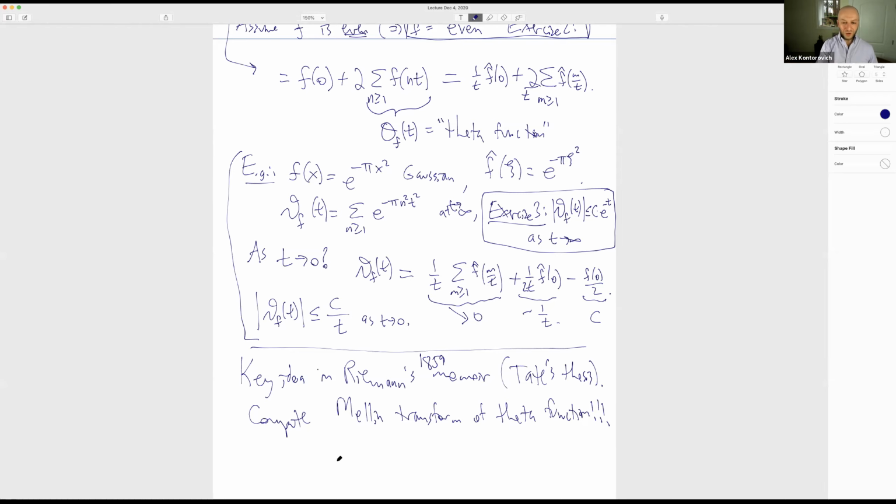Great. Okay, so let's compute this Mellin transform. We take our theta function, and we're going to compute the Mellin transform of this thing at s. What is a Mellin transform? It's an integral from 0 to infinity. I want to see the theta function here: the sum over n greater than or equal to 1 of f of nt. That's the theta function, times t to the s, dt over t. So far, so good?